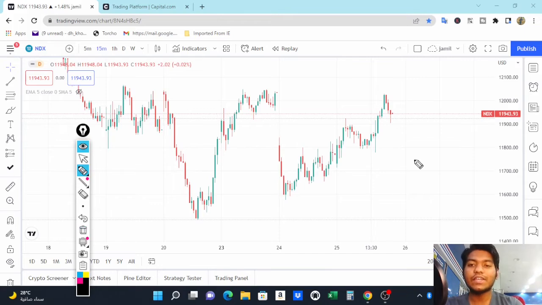So if there is any unexpected gap down, this is going to be a confusing stage for the market. But I would prefer to sell first if there is a gap down and it starts closing below 11,800.